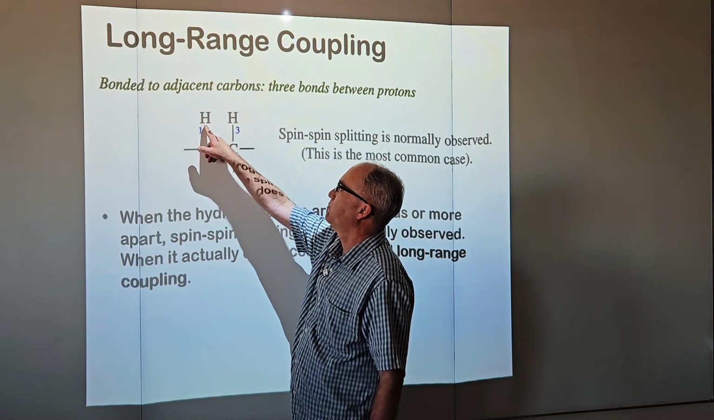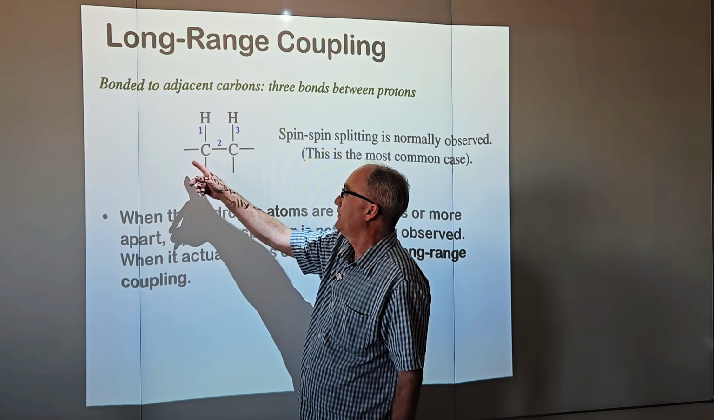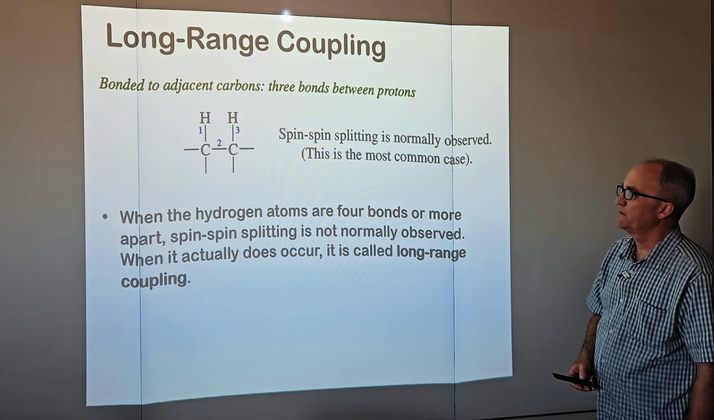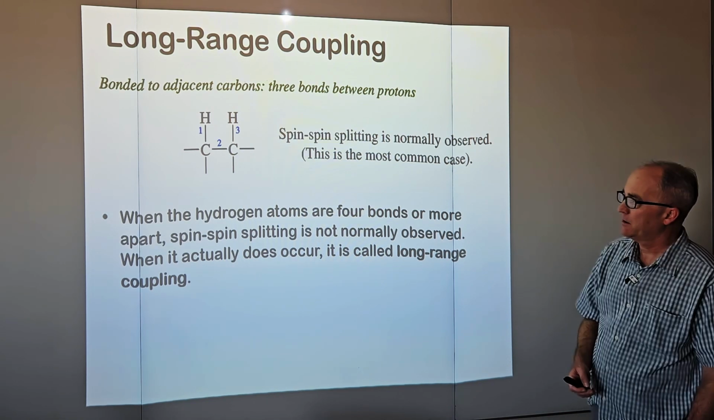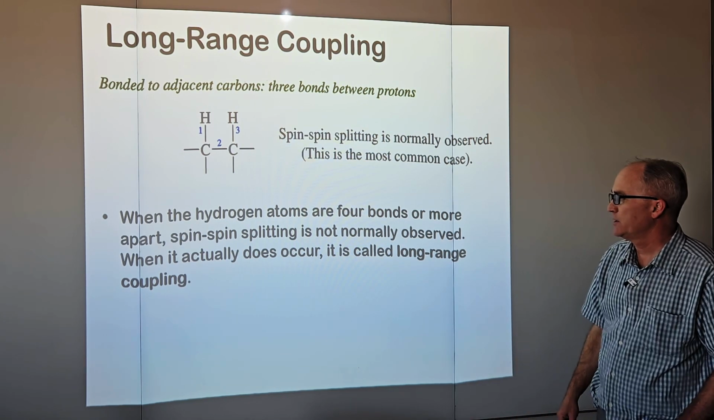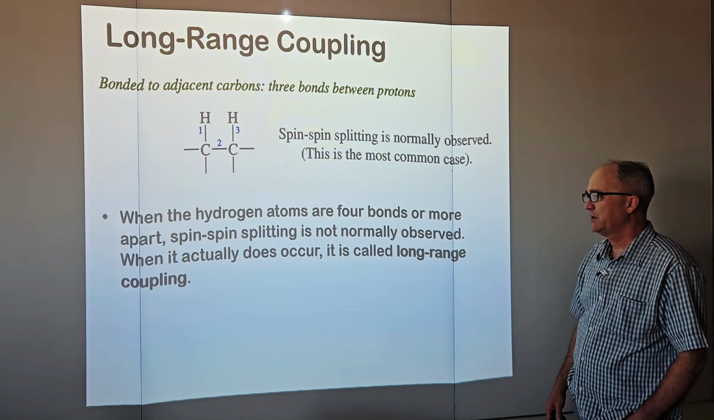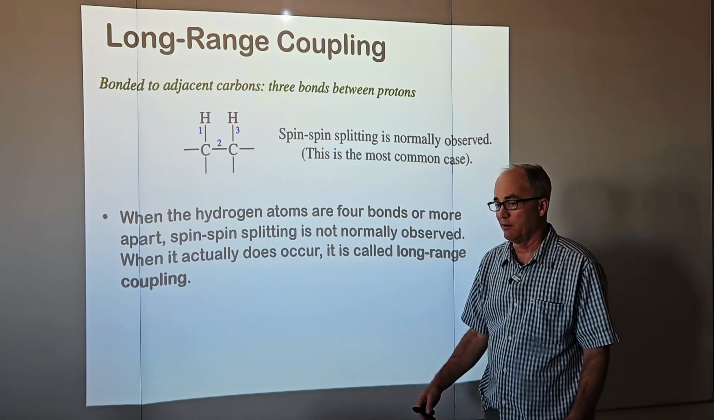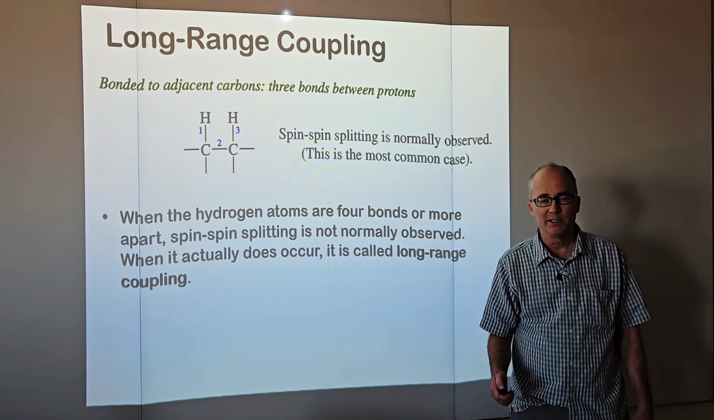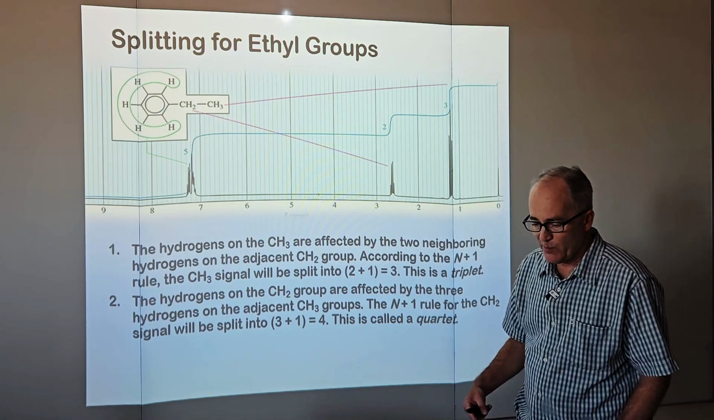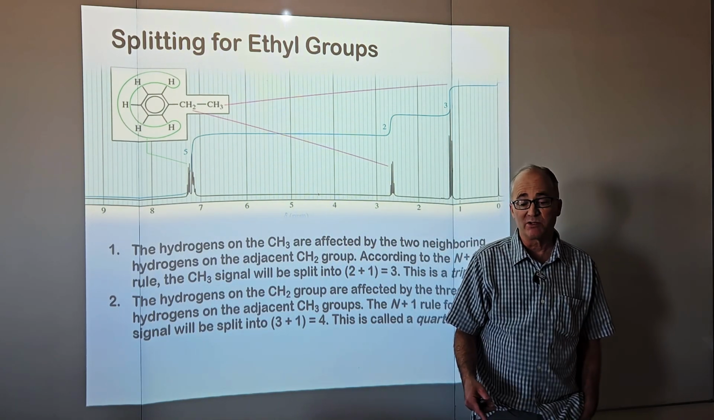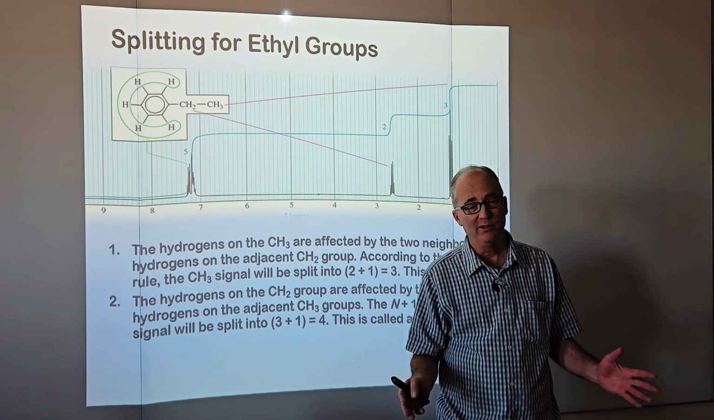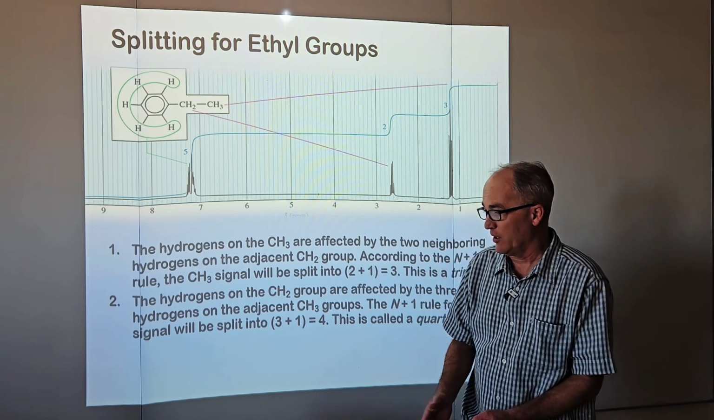So this proton here will split that one and vice versa. And if I count bonds, 1 bond, 2 bonds, 3 bonds, so there's where we're going to observe spin splitting. When the hydrogen atoms are 4 bonds or more apart, spin splitting is not normally observed. When we actually see it, we call it long-range coupling. I don't think we'll really get into that. So what you want to be able to do is recognize groups. Our alkyl groups, methyl, ethyl, isopropyl, those 3 would serve you very well.